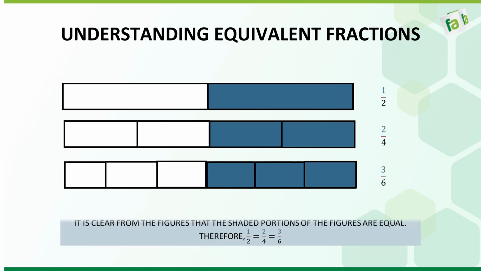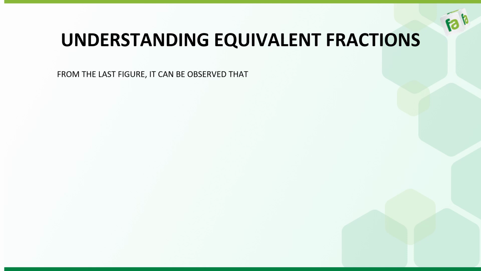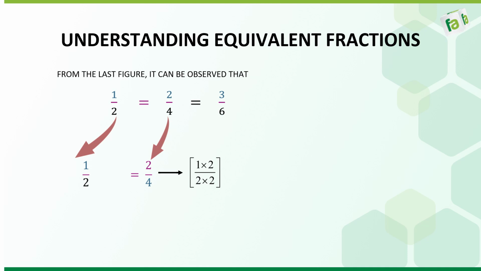It is clear from the figures that the shaded portions of the figures are equal. Therefore, 1 by 2 is equal to 2 by 4 is equal to 3 by 6. From the last figure, it can be observed that 1 by 2 is equal to 2 by 4, which can be written as 1 into 2 divided by 2 into 2, is equal to 3 by 6, which can be written as 1 into 3 divided by 2 into 3.